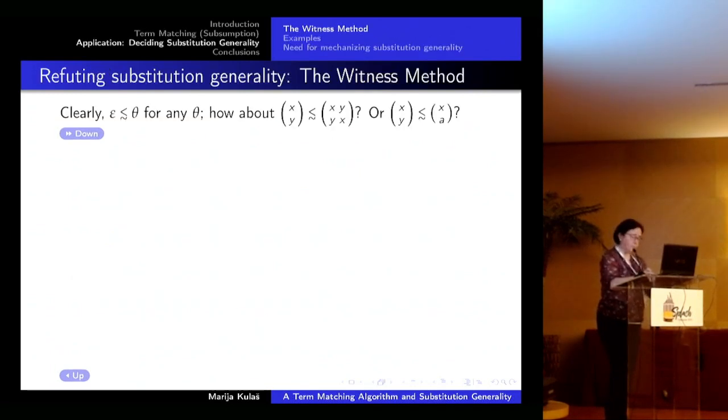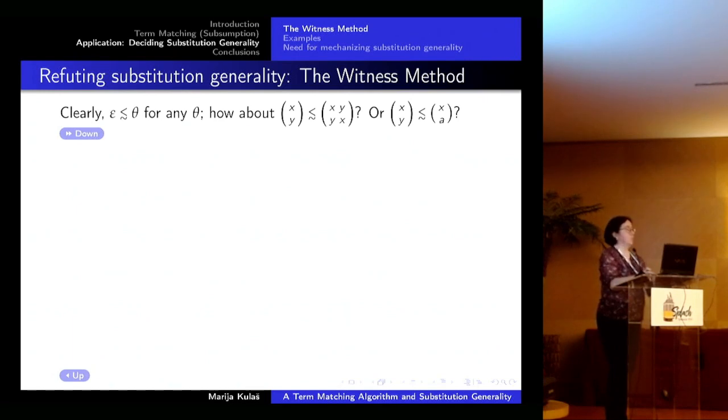Well, perhaps the only case where we don't need any algorithm or proof to be sure that generality holds is if the left-hand substitution is empty or the identical substitution. Then it's obvious according to the definition. But what can we do in other cases? For example, substitution x to y compared to its extension x to y and y to x.